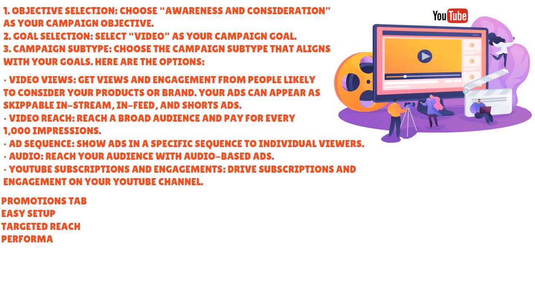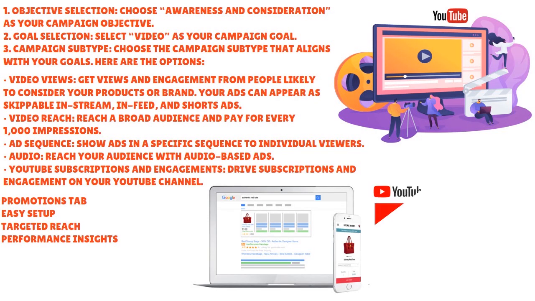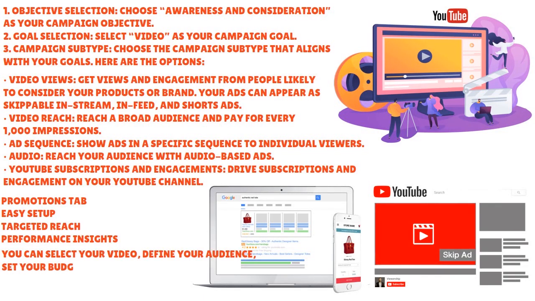You have an easy setup, okay, targeted reach, and performance insights. Let me explain a little bit more. So when I say a promotions tab within YouTube Studio, you will find the promotions tab, and this feature allows you to advertise your videos without needing to create a campaign directly in Google Ads. And you have an easy setup. The promotions feature simplifies the process, enabling you to set up ads directly from YouTube Studio. And you can select your video, define your audience, set your budget, and launch your campaign in just a few steps.